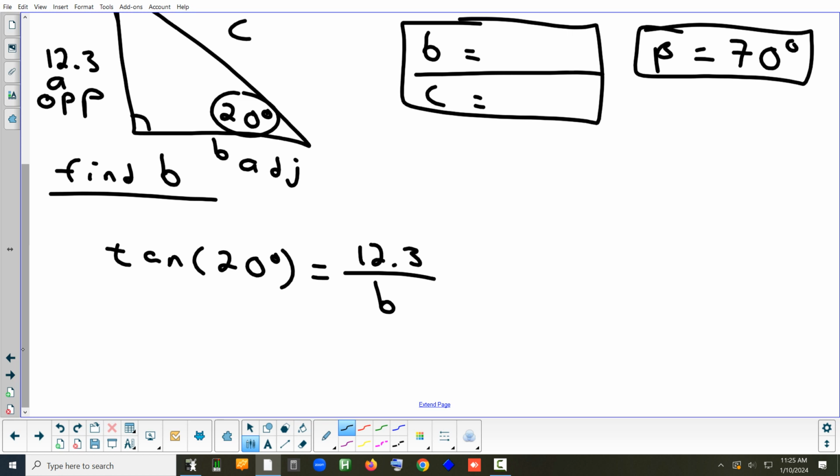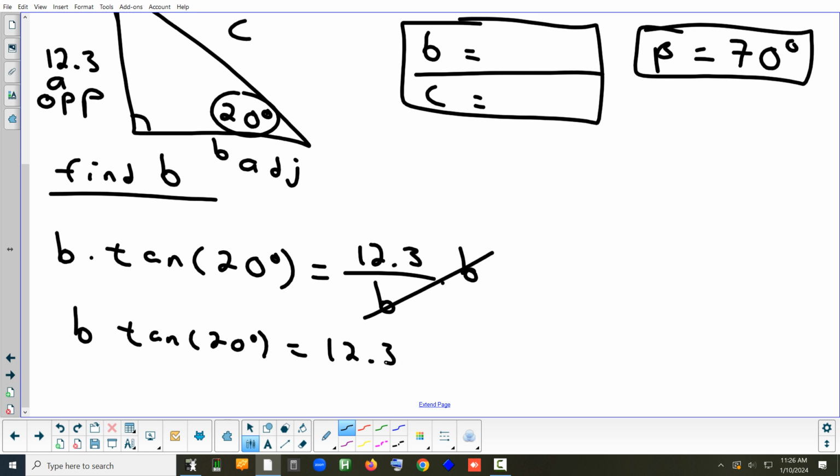For what we're going to need to do here is get the B by itself. This is a very easy process because of how moving things would be. We can just swap B and tan of 20 degrees. You'd have to multiply B to the other side, but then you could divide by tangent of 20 and bring it over to the other side.